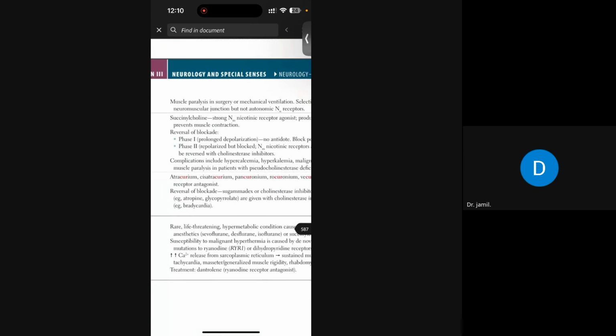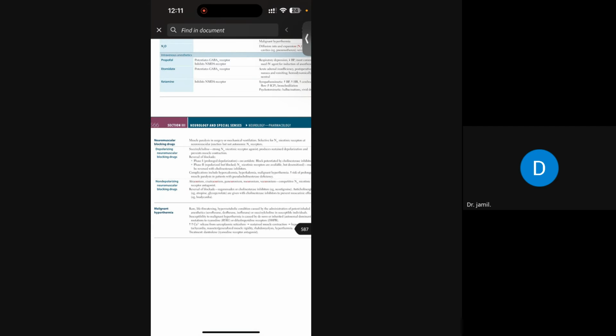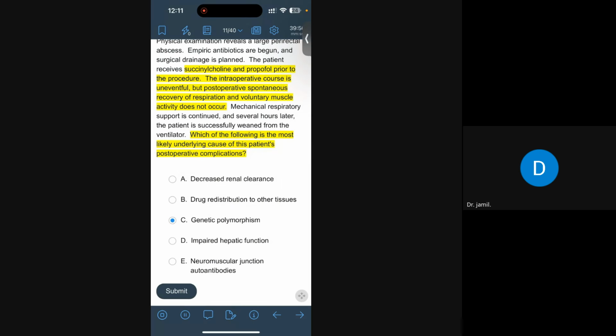It's succinylcholine: increased risk of prolonged muscle paralysis in patients with pseudocholinesterase deficiency. Different people have different concentrations of pseudocholinesterase, depending on their genetics. Some people have a much higher deficiency of pseudocholinesterase, due to which when they are given anesthesia with succinylcholine, they take much longer to recover from anesthesia. So this is genetic polymorphism.